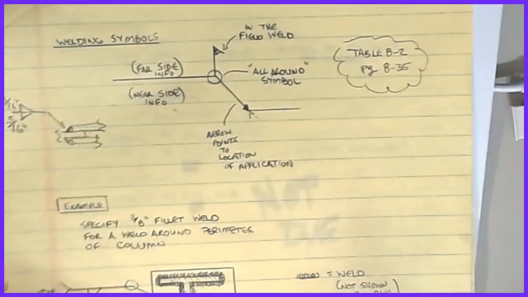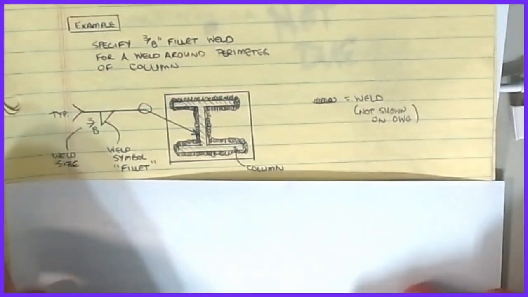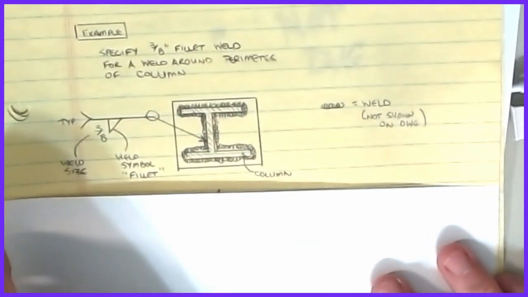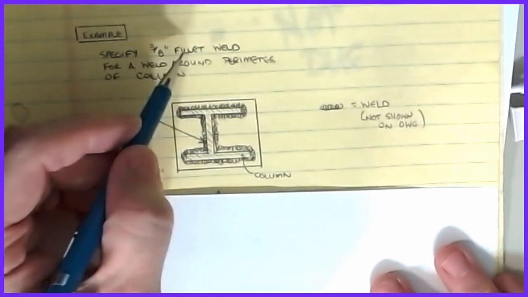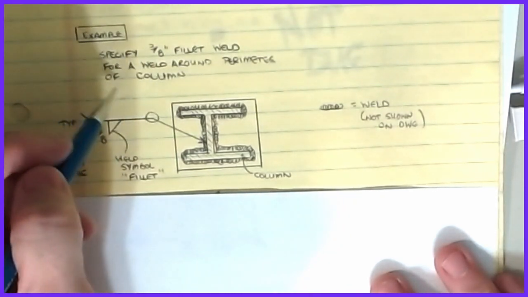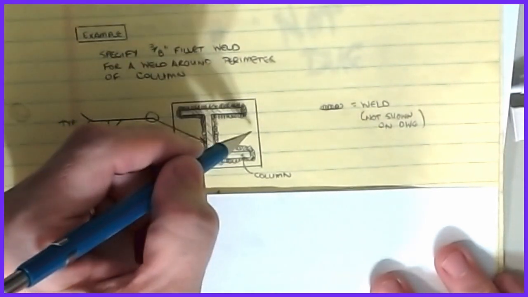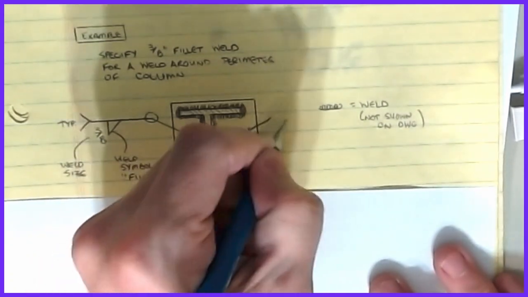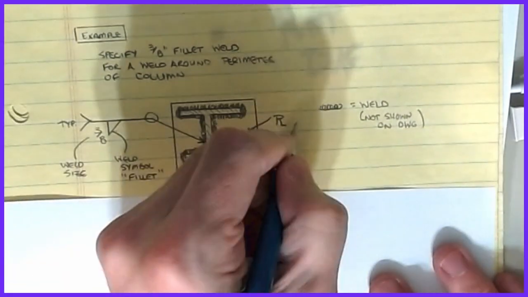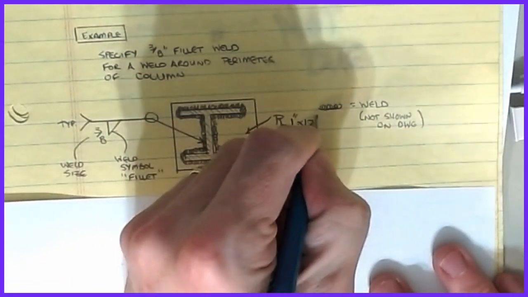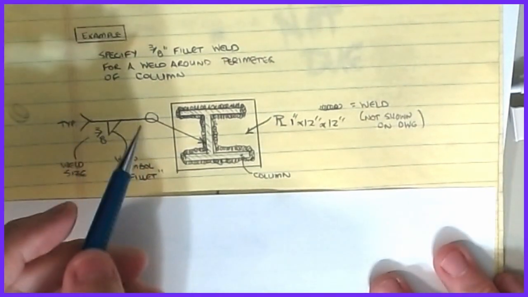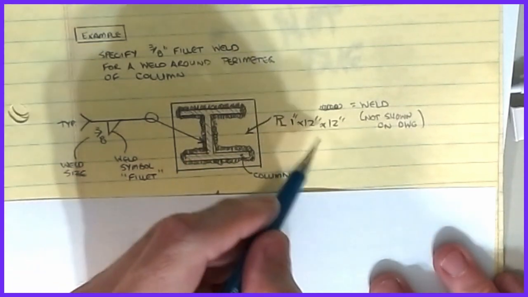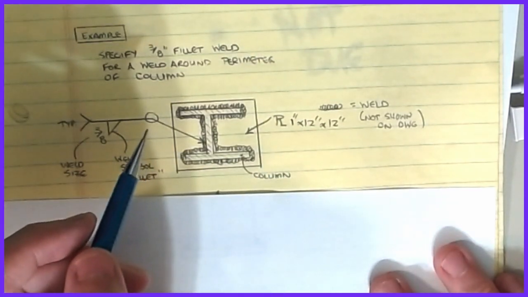All right, so one example that we might have is maybe this is a column base plate. Okay, and so what we want to do is specify a 3/8" fillet weld for a weld around the perimeter of a column. So I'm going to weld this plate. Maybe this is a PL 1 inch by 12 inch by 12 inch type of plate, and I want to specify a 3/8 weld to establish that plate connection.